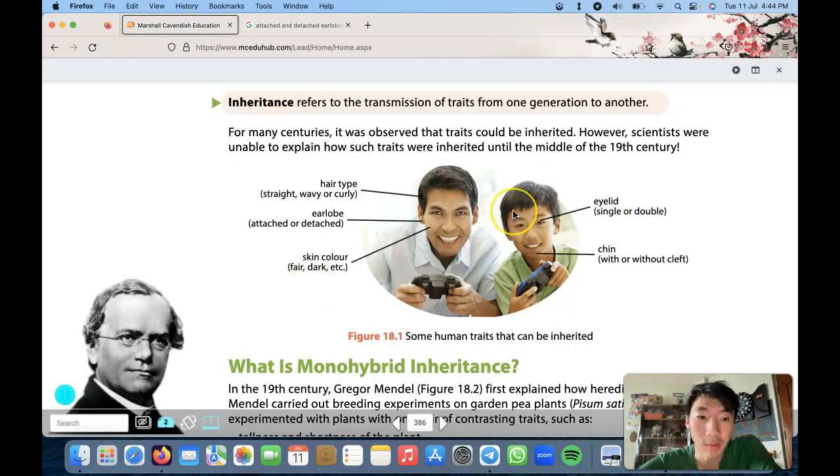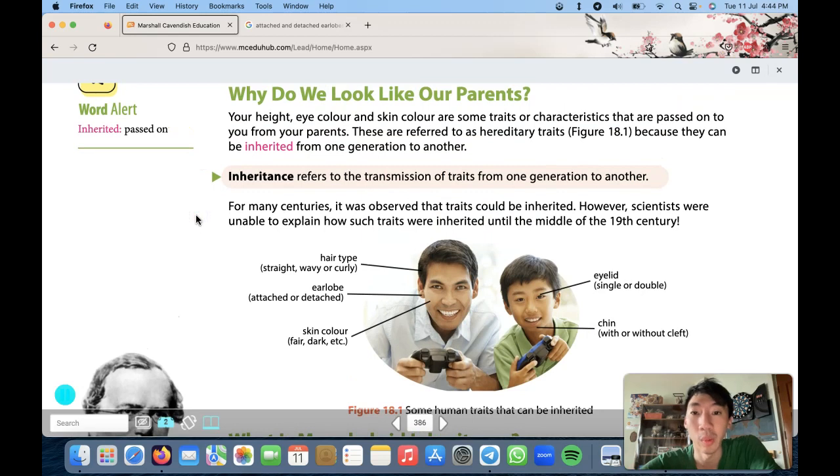So there are many differences, but there are also many similarities. And ever since people could observe, everybody understood that there's something that's being passed down from your parents to you. And that is called inheritance. So what is the meaning of inheritance? It refers to the transmission of traits from one generation to another, from your parents' generation to you.